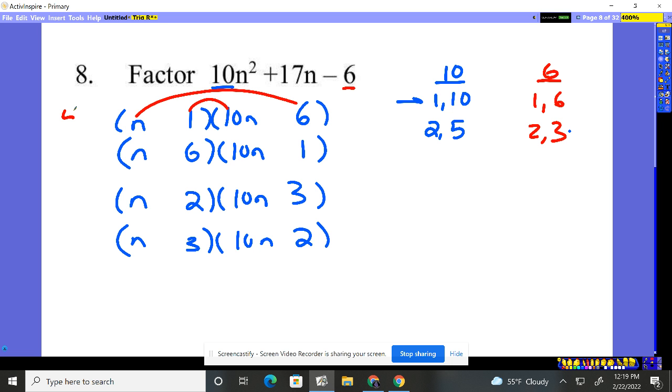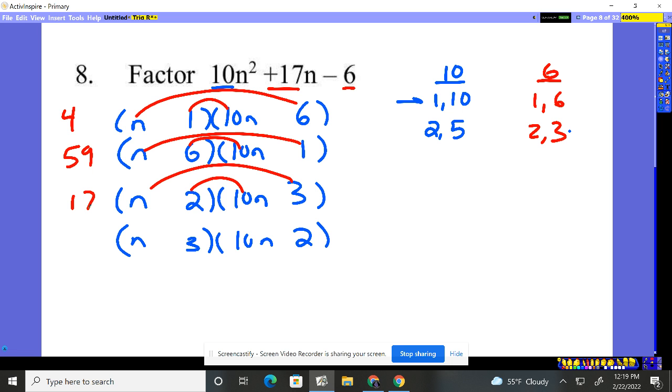The difference there is 4. We want a difference of what? Positive 17. So that's not it. There's 60 and 1. Difference there is going to be 59n. Not going to work. 20 and 3 has a difference of how much? 17, which is what we want.